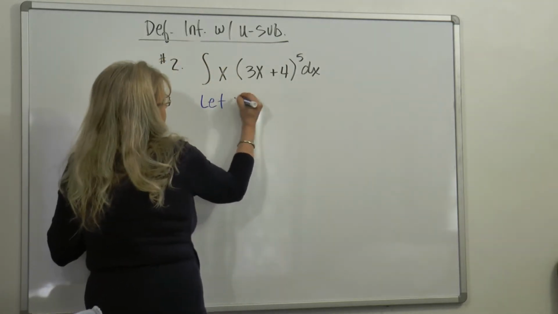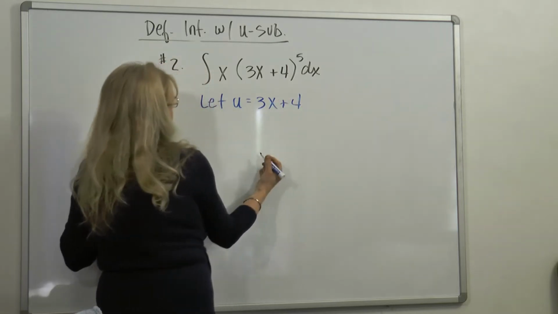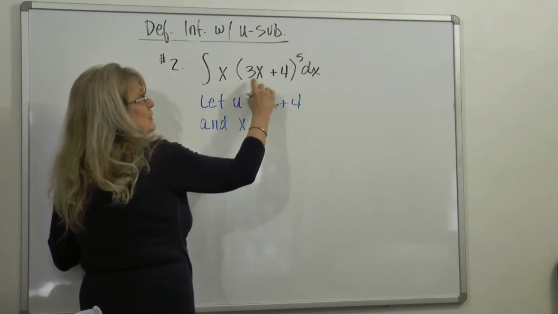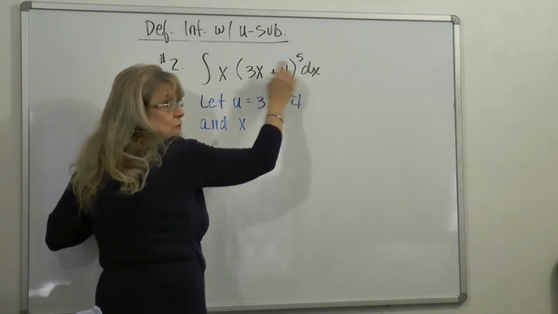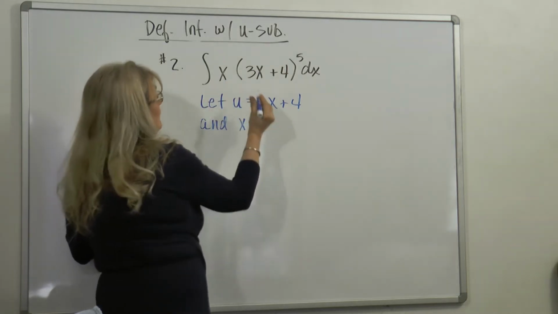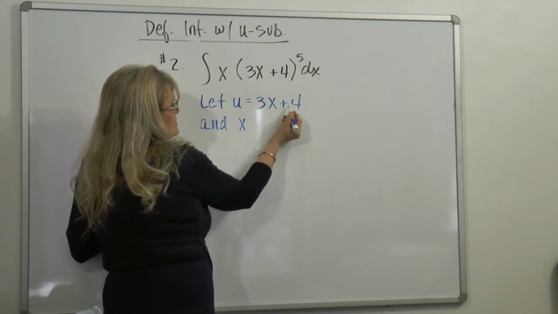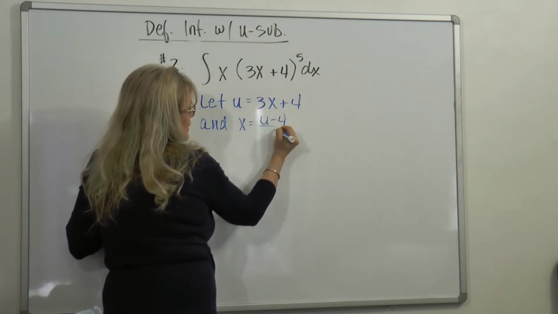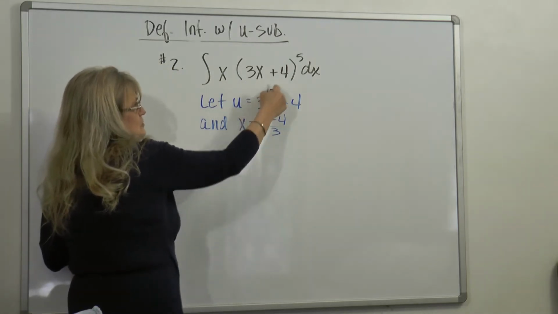So we're going to let u equal 3x plus 4. Okay, and then that means that x, because remember I have to replace this in terms of u, this in terms of u, and this in terms of u. We're going to rewrite this without any x's. So taking this equation and solving for x, I would subtract 4 from both sides and divide both sides by 3. Okay, so I can rewrite the x. I can rewrite this as u to the 5th.